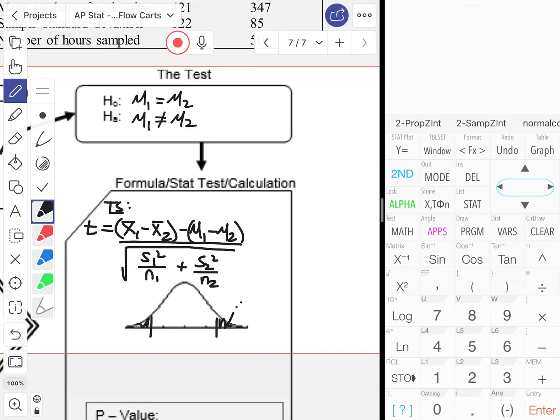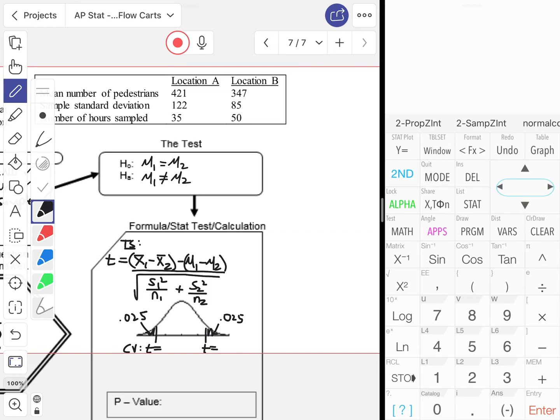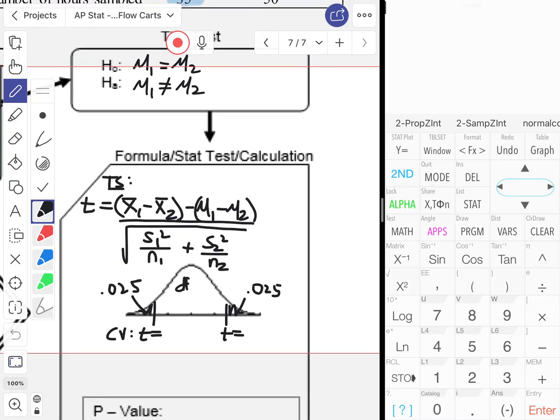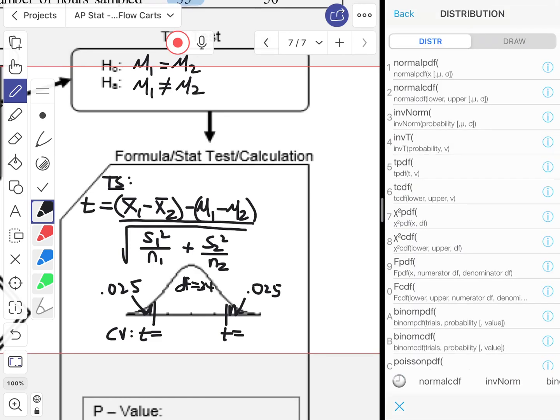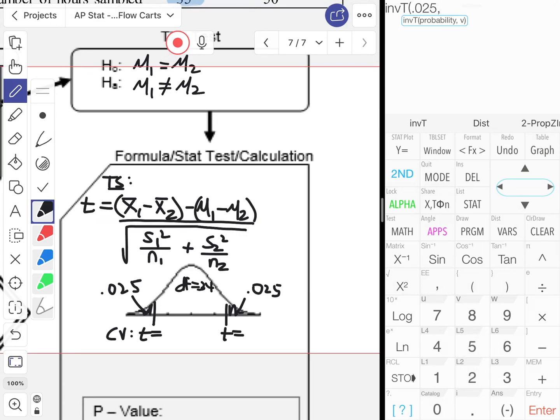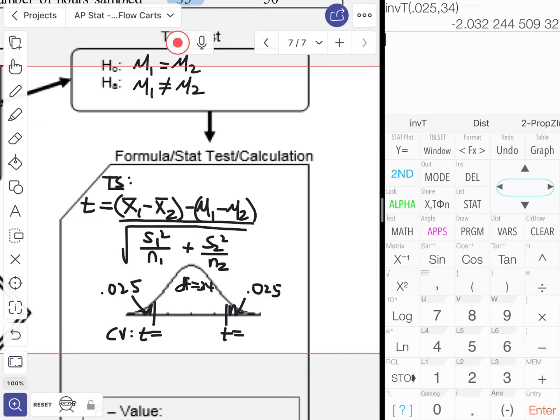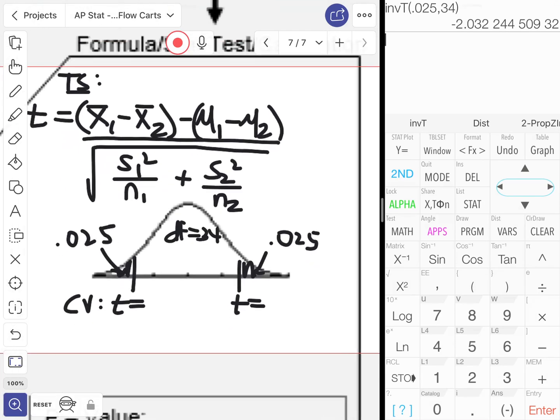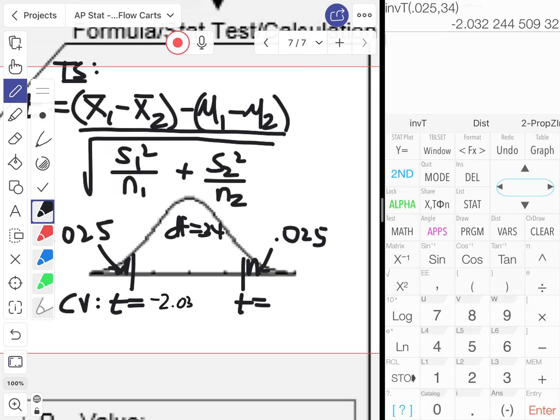All right. 0.05 significance level, so we're going to get a 0.025 on either fringe. We need some critical values for our t's. The number of hours sampled, the smaller of the two entries here, is 35, so our degrees of freedom is going to be 34. I'll just jot that in here. You always choose the smaller of the two and reduce that value by 1. So inverse t, 0.025 with 34 degrees of freedom, and we're looking at negative 2.0322. With symmetry, we know that it's going to be a positive on the other side.